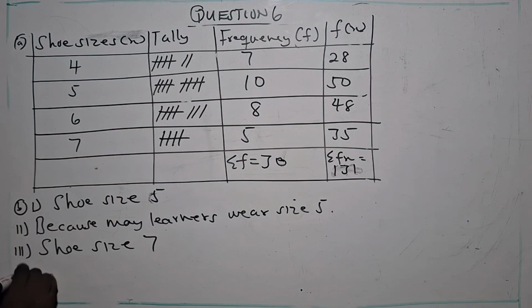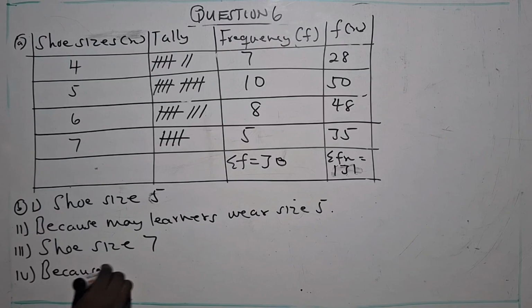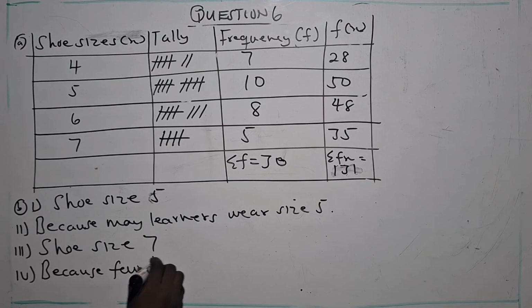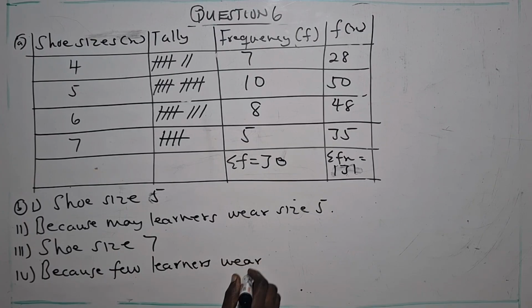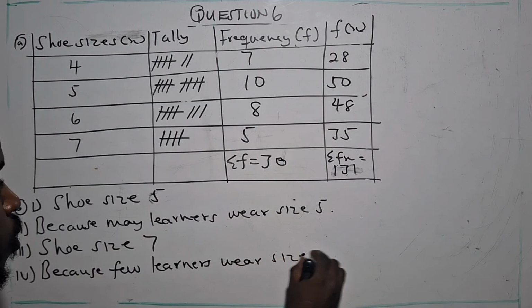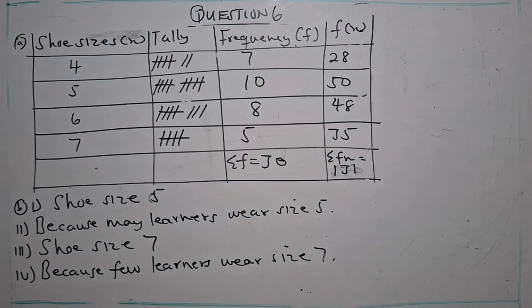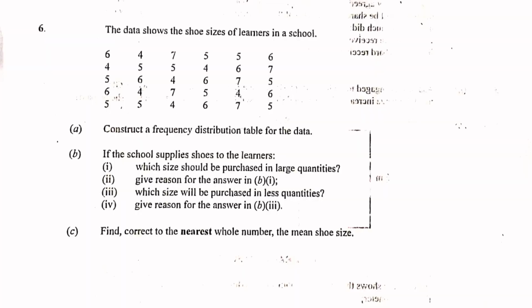So the BIV says what? So give reason for your answer in BIII because few learners were size 7. Few learners were size 7. Yes. So it has the least number, or because it has the least number of learners wearing that particular size. So these are shoe sizes.